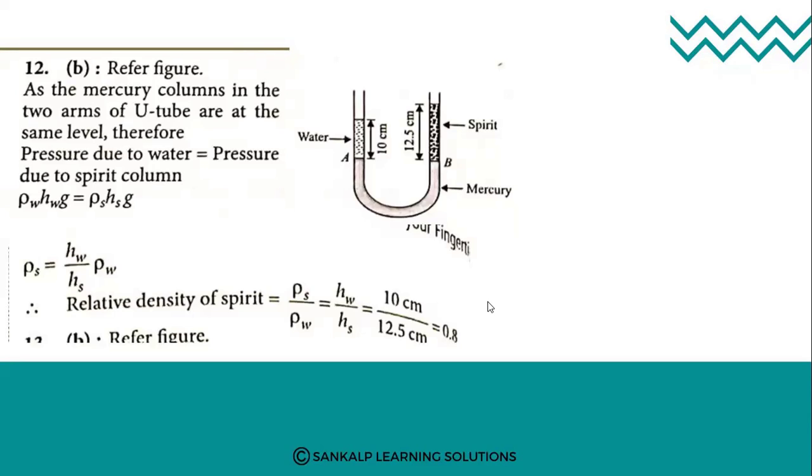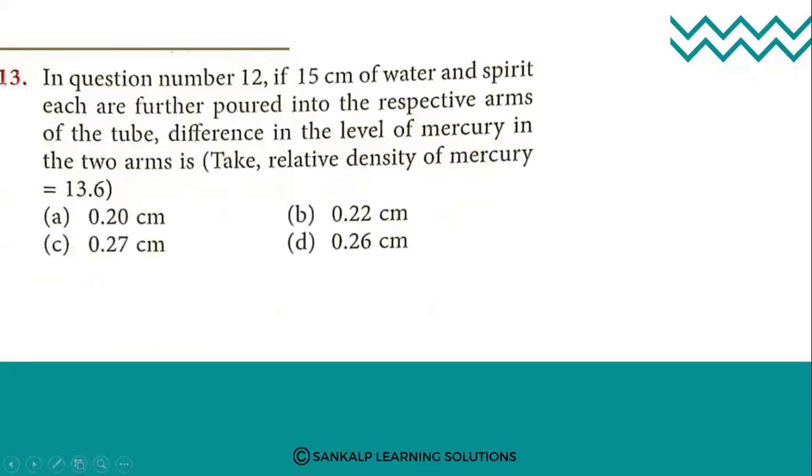Okay. Next question. In the previous question, if 15 centimeter of water and spirit each are further poured into the respective arms of the tube, what is the difference in the level of mercury in the two arms? But you need to consider the relative density of mercury as 13.6. So understand the question here.